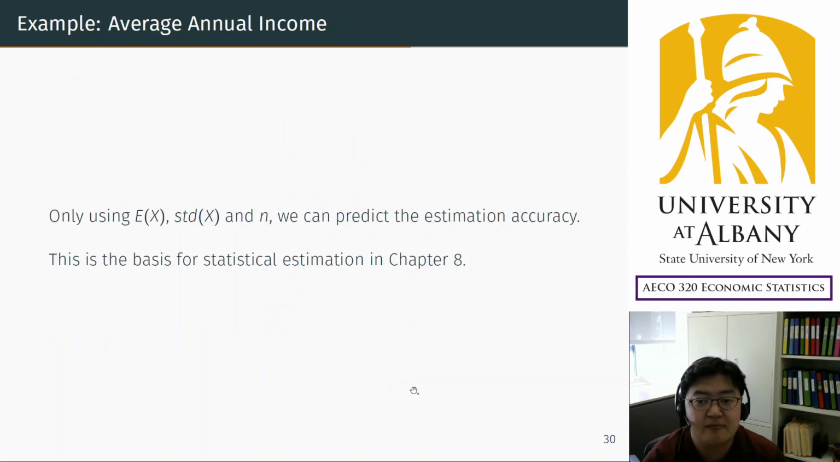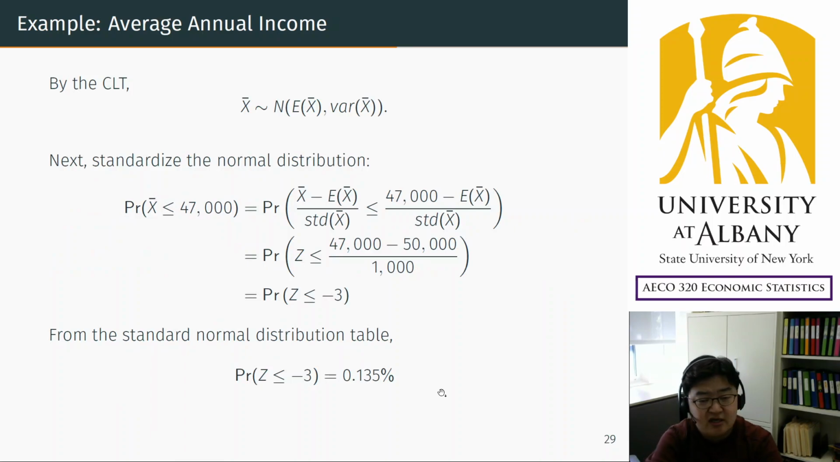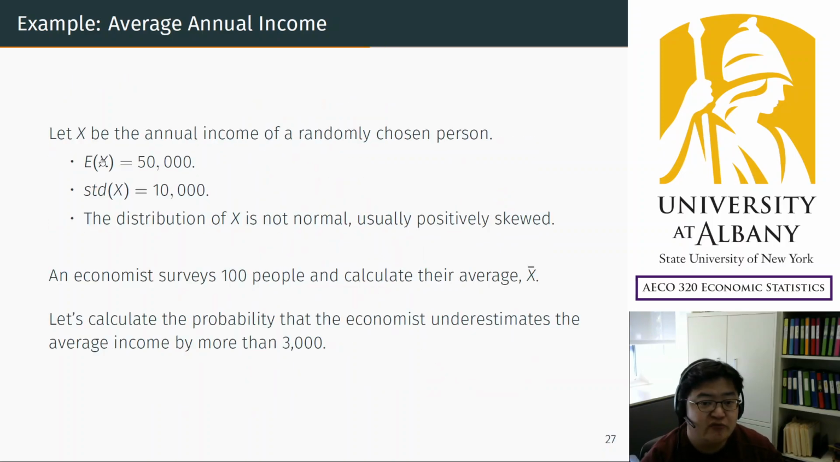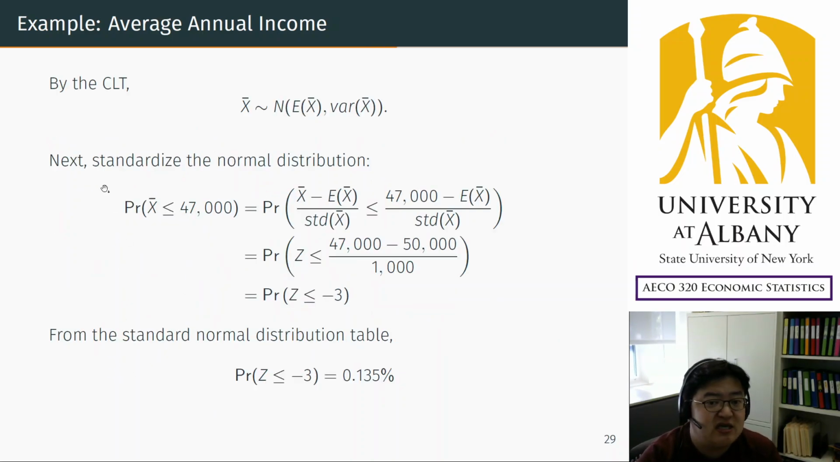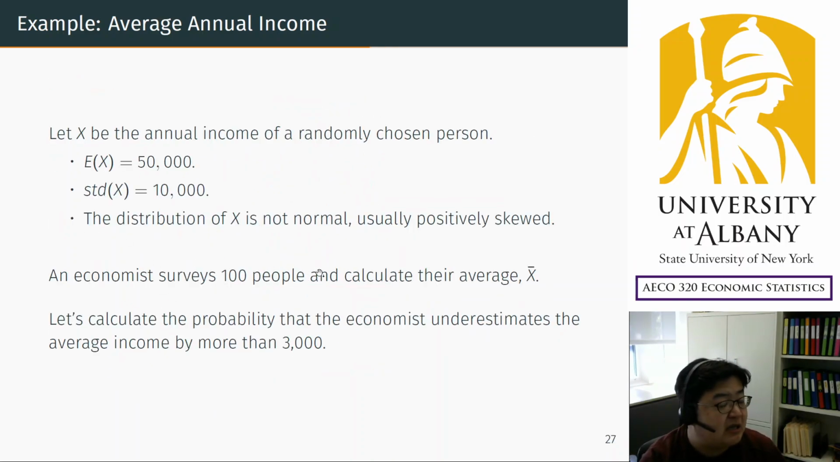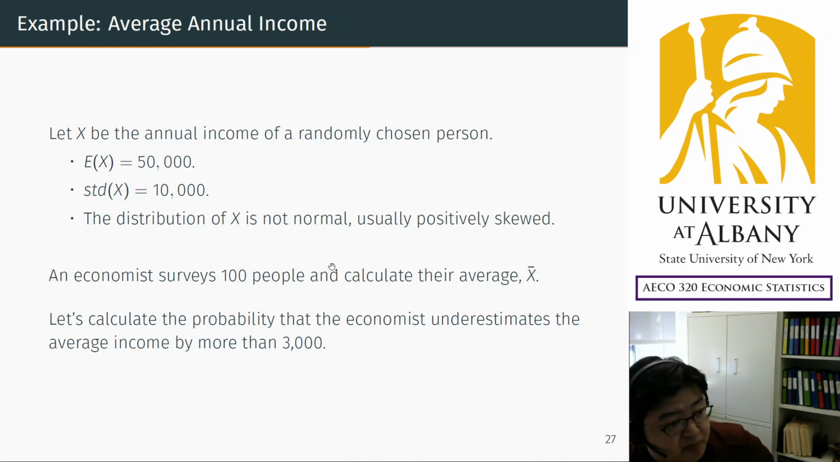That is, the economist has a very small probability of underestimating by more than $3,000. So this is exactly going from the parameter to the data. So we are going the other way. Now I gave you the true values of the mean and the variance, and then we considered how this economist estimates the mean, and then we calculated the error probability.